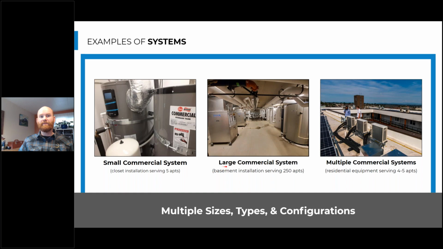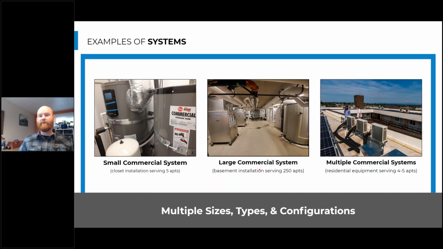But we can also serve very large commercial buildings. This is the basement installation at Jackson Apartments, which is going to be our case study later today. This is typically serving around 250 units, where we have multiple large commercially sized heat pumps connected to multiple large commercial hot water storage tanks, as well as some backup heating equipment and a mixing station. And so we can have these very large systems as well as very small commercial systems. Both of these, depending on the building size, may be required by the energy code, of course.